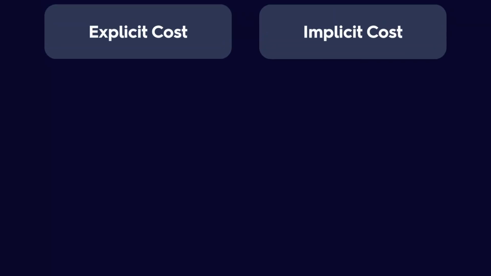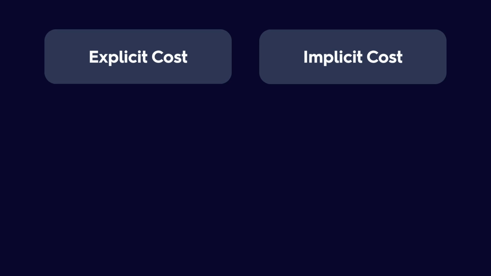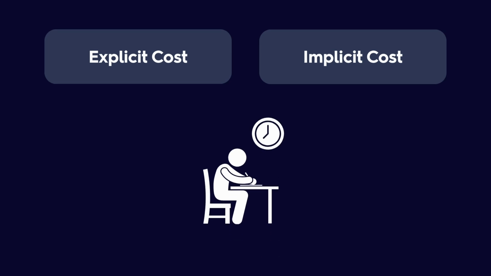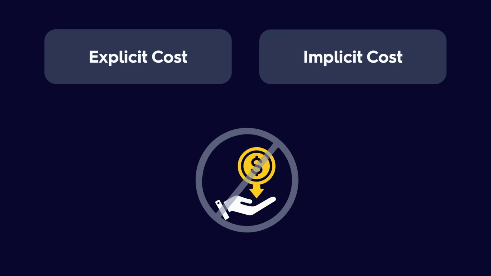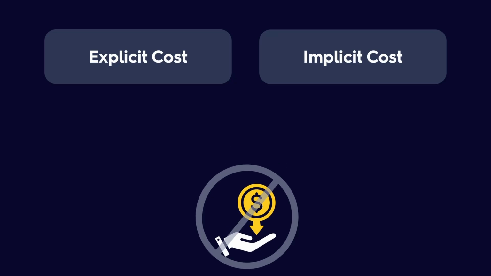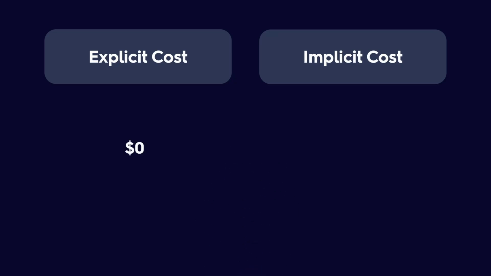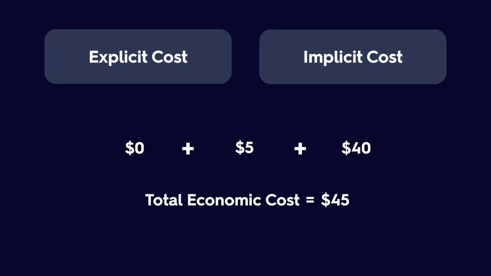Now let's apply the model to a daily choice. You attend a 2-hour exam review instead of taking a tutoring shift that pays $20 per hour. Your explicit cost is $0. Your implicit cost is $40, the pay you gave up. If you also bought a $5 bus pass to get to campus, that $5 is explicit. Your total economic cost combines both what you pay and what you give up, $45 in this case.